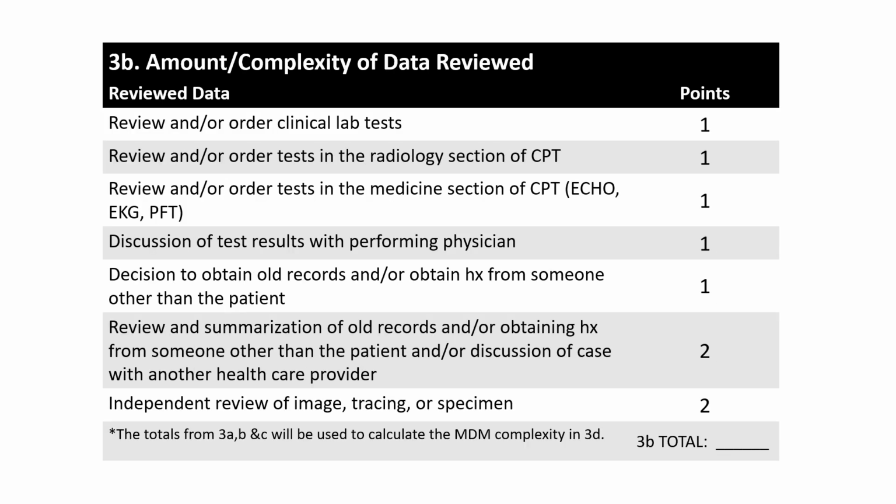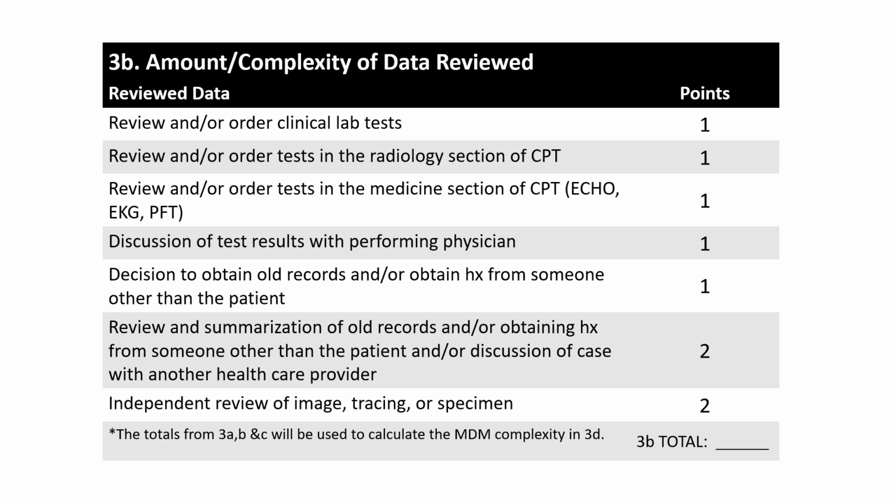After reviewing diagnoses, then we look at data. And when we look at the difference between a moderate complexity and high complexity, just like with the number of diagnoses, a high complexity is only 4 points. A moderate complexity is only 3 points. As an interventional radiologist, one of the things we can do in this section is an independent review of image, tracing, or specimen.